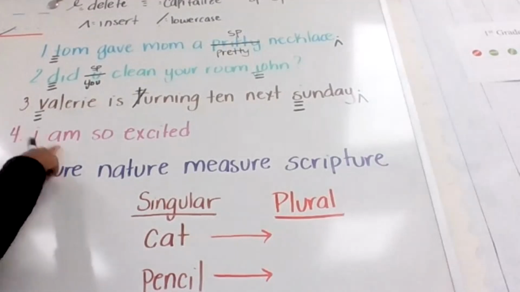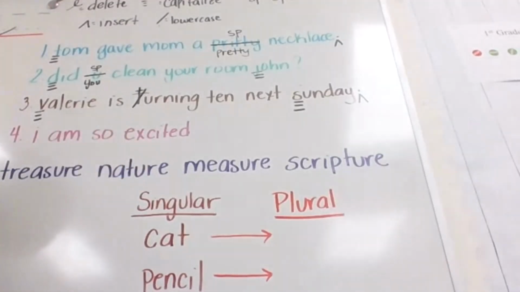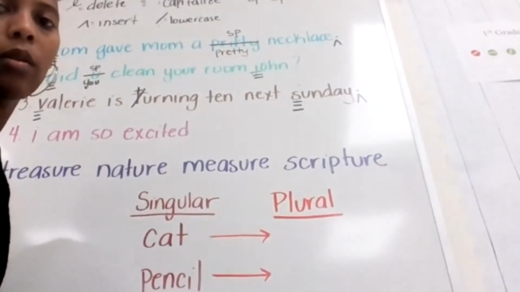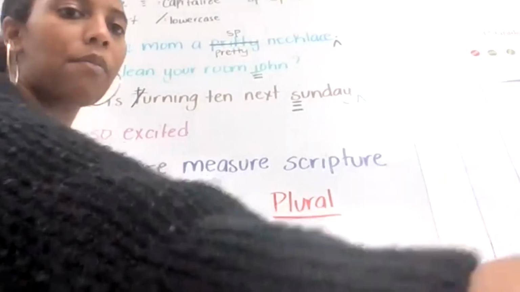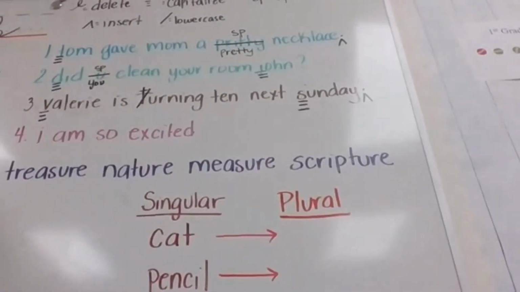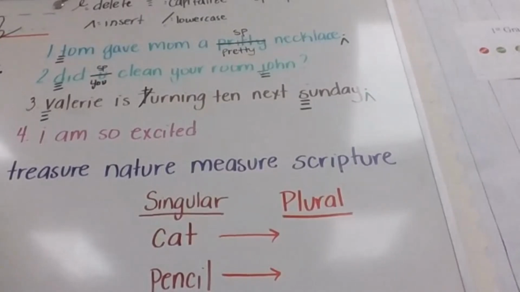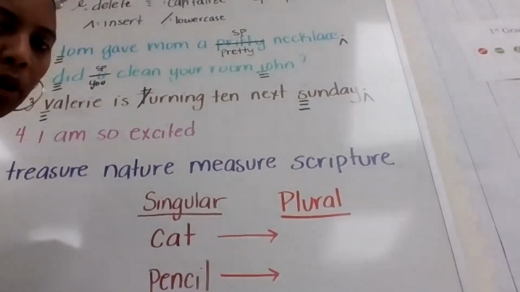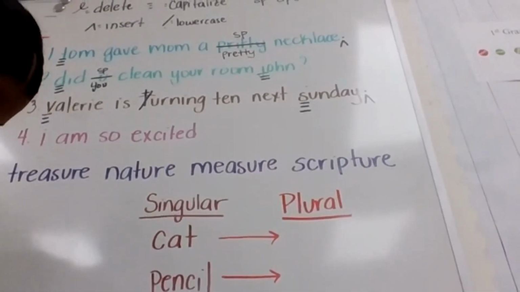Okay, number four. I am so excited. How should I write this one correctly? I am so excited. Okay, Lyric. I'm trying to give everyone a chance. Oh, you're on mute, Lyric.